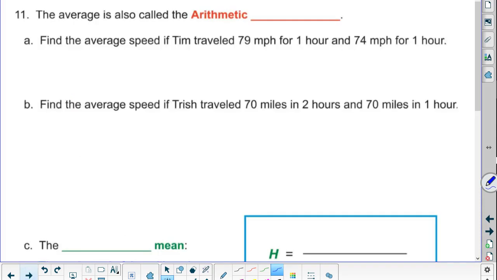Okay, number 11. All right, the average is also called the arithmetic mean. Sometimes they just say mean for short. All right, these are weird. Find the average speed if Tim traveled 79 miles per hour for 1 hour and 74 miles per hour for 1 hour. Okay.